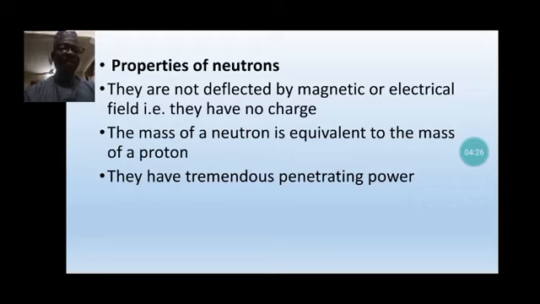The properties of neutron: they are not deflected. Like I said earlier on, they are not deflected by magnetic or electric field. They have no charge. The mass of a neutron is equivalent to the mass of a proton. They have tremendous penetrating power.